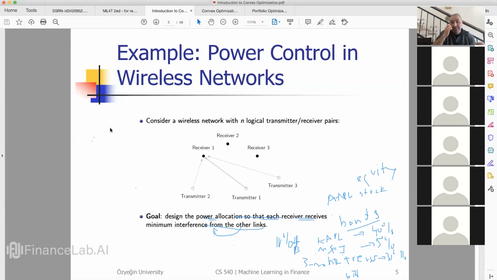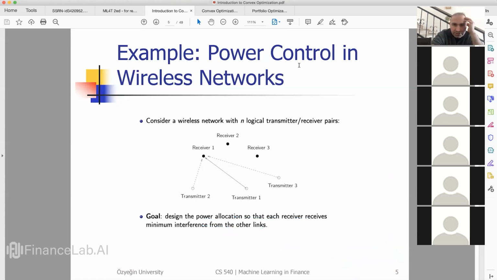And let's look at an example in power control in wireless networks. Assume that we have n logical transmitter and receiver pairs. So in this case, there are n receivers and n transmitters. This is a wireless network design. We want to design the power allocation for each receiver from the transmitter such that each receiver receives the minimum interference from the other links. So we want to design how much power we need to allocate to the transmitters such that each receiver receives the minimum interference from the other links. So this is the problem.